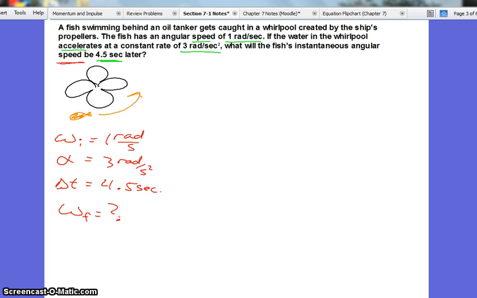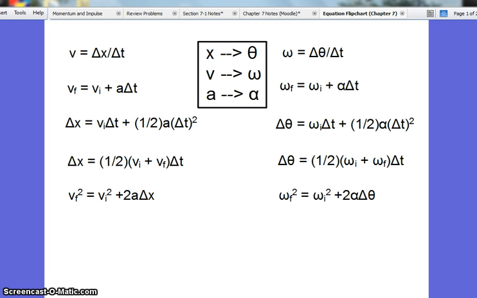So if it helps, the velocity is 1, the acceleration is 3, the time is 4.5. What's the final velocity? It's no different than back when we first started to do linear motion. We go to our equations. Again, these equations are nothing new. We want to find the final velocity, and I see that final velocity is in 3 different equations here.